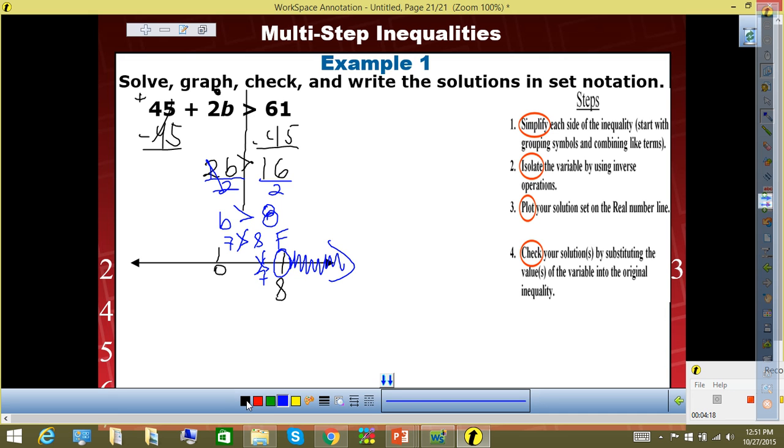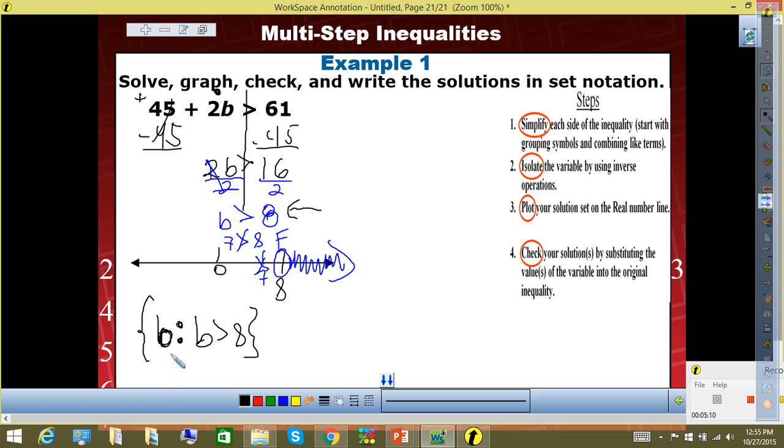So, let's do the solution set, the set notation. Here we go. Solution set. Which variable are we working on? B, so you write solution set for the variable B such that, that's the colon, and then you just write whatever you came up with at the end. What is our inequality at the end? B is greater than 8.